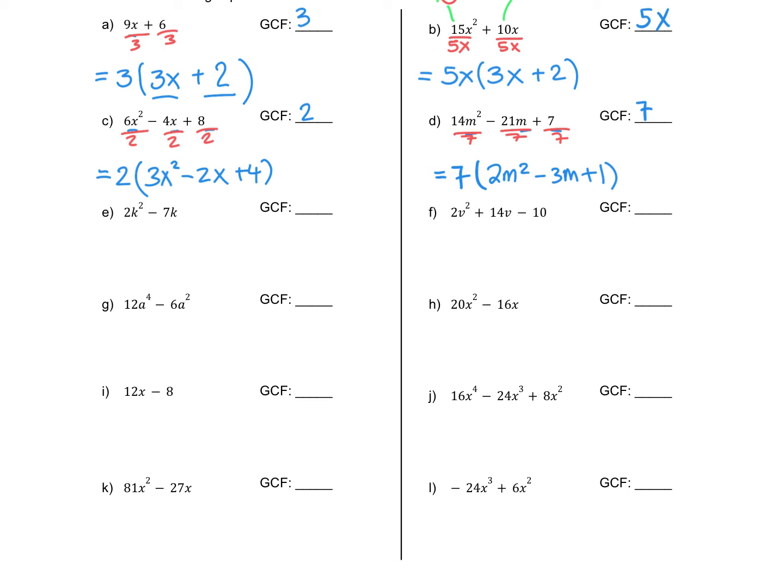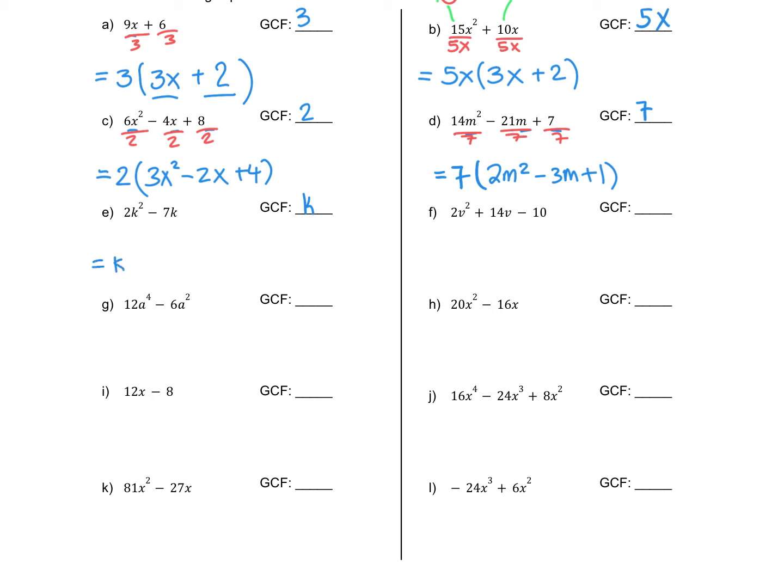But then I have k squared and k. So in this scenario, they actually both have a k in common, and just 1 because that's the lowest exponent. If you wanted to, you could write that as 1k if that helped.